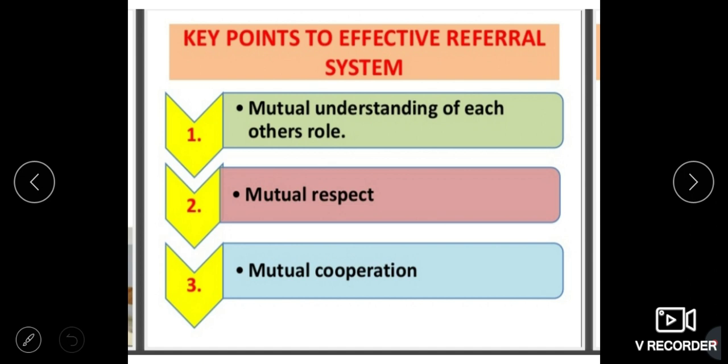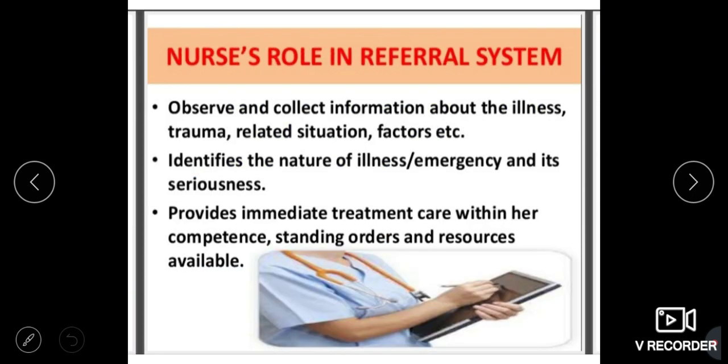And one more point, if the patient is seriously ill, an emergency care nurse should accompany the patient, and oxygen, basic life saving medication, everything should be available in that transporting system. Then mutual respect, mutual cooperation. These are the elements of effectiveness of the referral system.